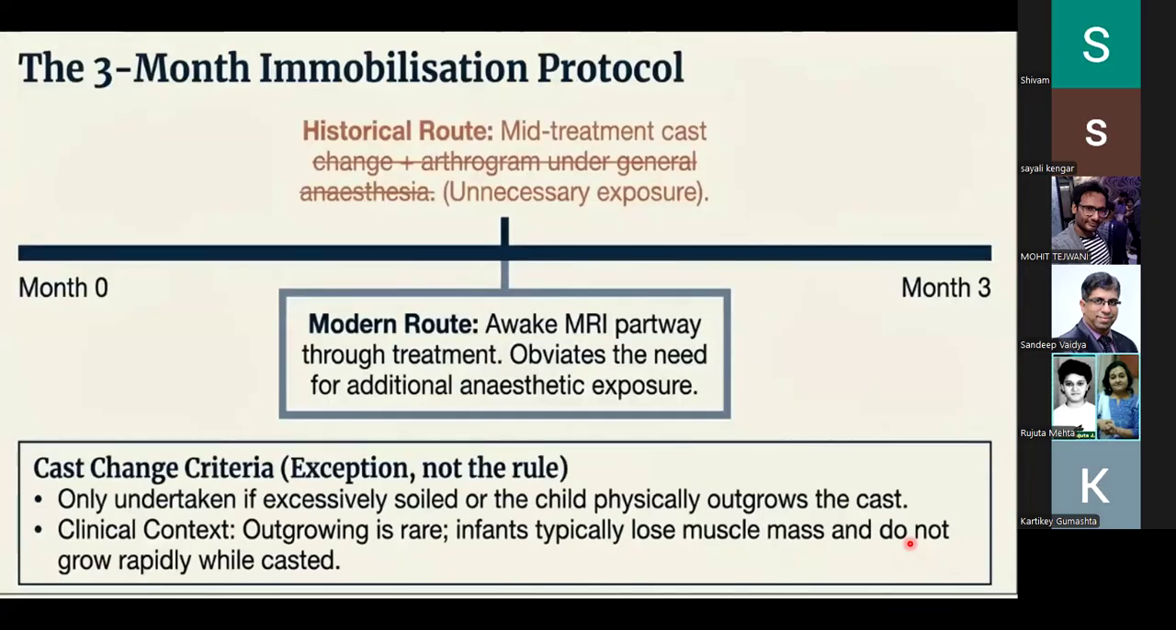3 month immobilization protocol. Earlier, mid-treatment cast change was done, but now a cast change should only be done if the cast is excessively soiled or the child physically outgrows the cast. Outgrowing is rare. Infants typically lose muscle mass and do not grow rapidly while casted.